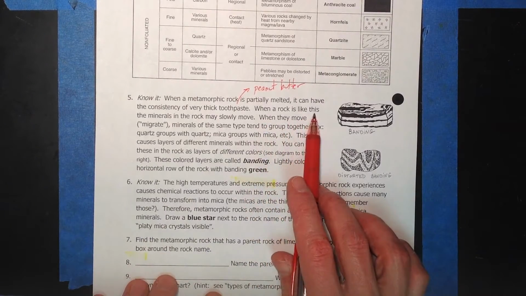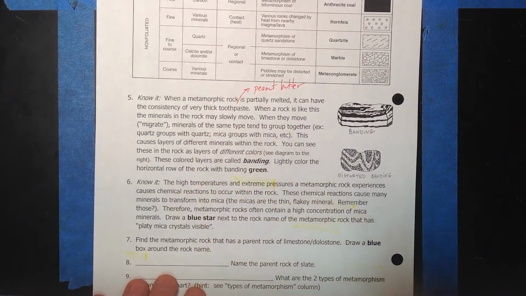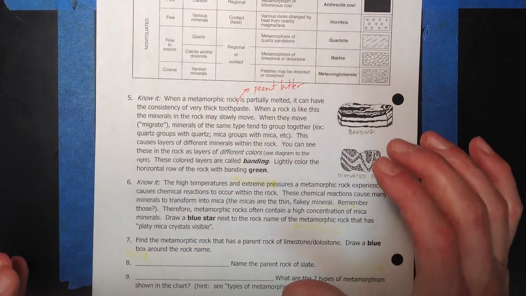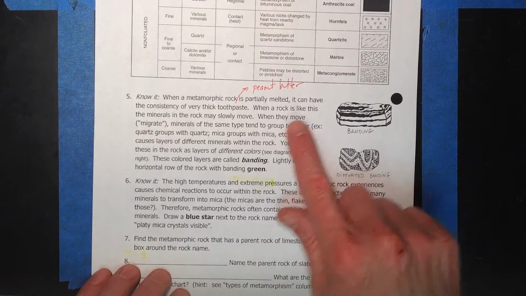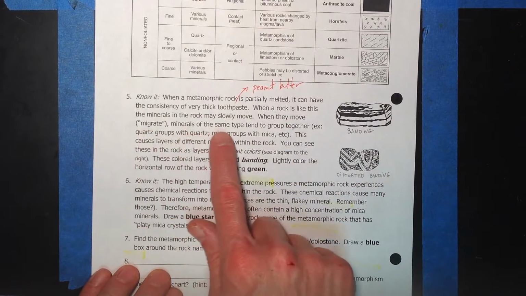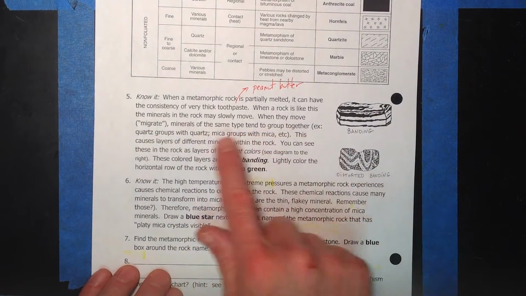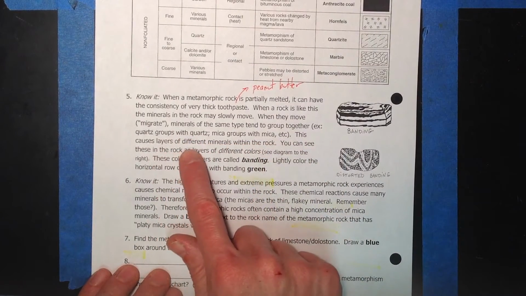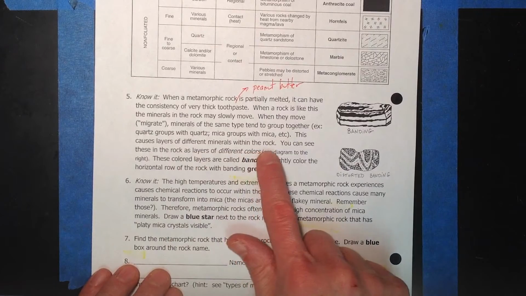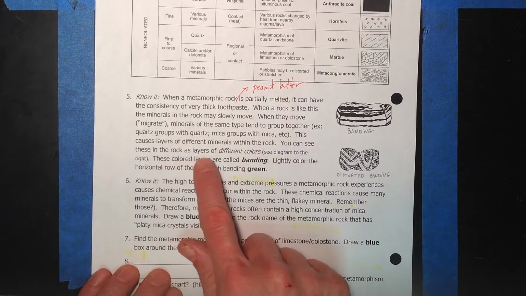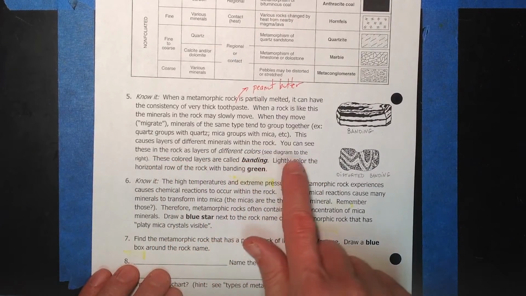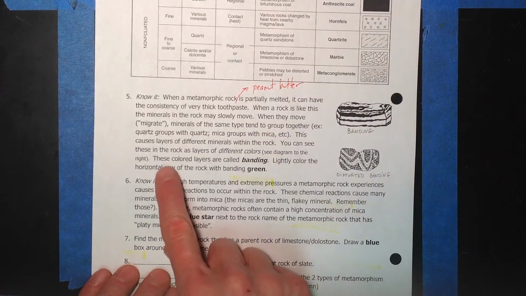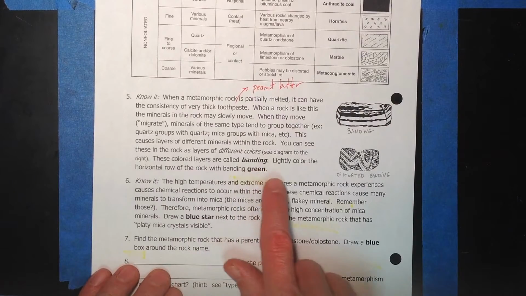When a rock is like this, the minerals in the rock may slowly move in this peanut buttery-like rock. When they move, called migrate, minerals of the same type tend to group together. Example, quartz groups with quartz, mica groups with mica, etc. This causes layers of different minerals within the rock. You can see these in the rock as layers of different colors. See the diagram to the right, like these striped patterns. These colored layers are called banding.